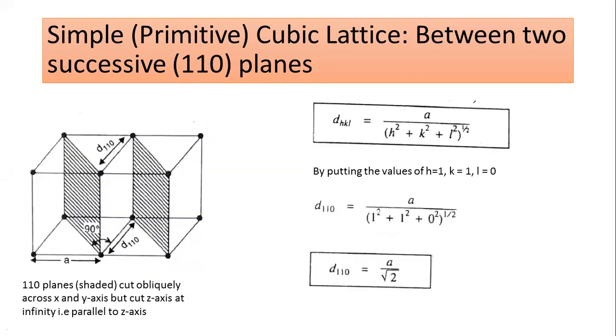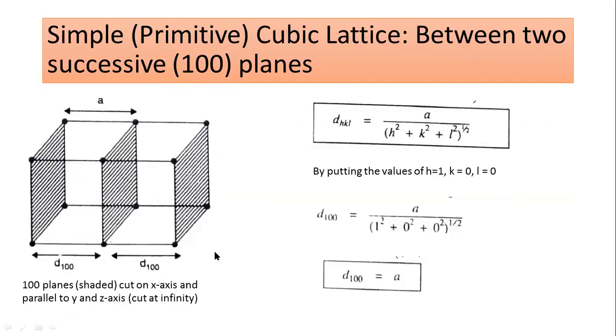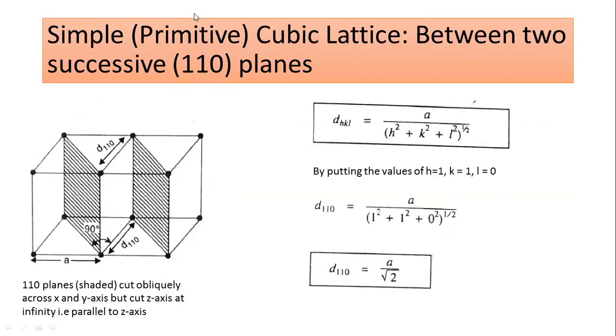So have a look at another plane. This plane also belongs to the simple primitive cubic lattice. So now we are going to consider this plane. This plane is called the 110 plane, and this is the 100 plane, and this is the data taken from the XRD. So X-ray is going to give you what type of plane it is, 110. So I'm going to use 110 to calculate the interplanar separation.